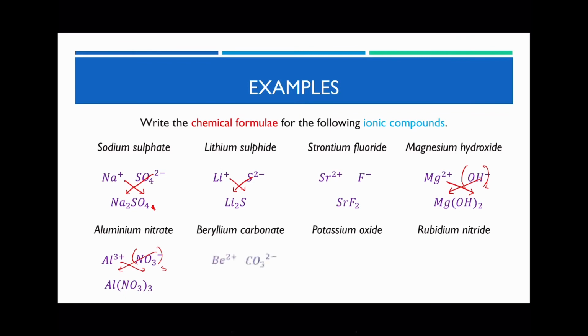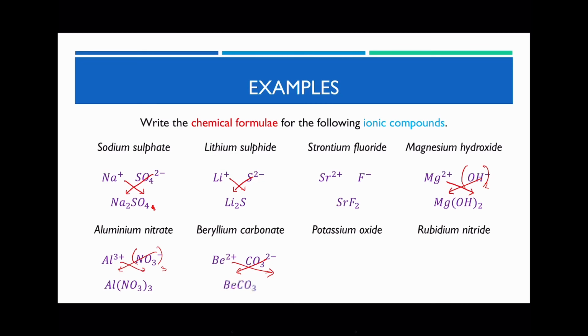Beryllium carbonate becomes Be2+ with CO3 2-. In this particular example, something interesting happens. Now the 2- goes down over here, 2+ also goes down over here, but notice that those are the exact same numbers. What we could do is simplify this. Since there's 2 berylliums and 2 carbonates, this could be simplified to 1 beryllium and 1 carbonate. So it becomes BeCO3. You always simplify if the numbers are divisible or exactly the same.